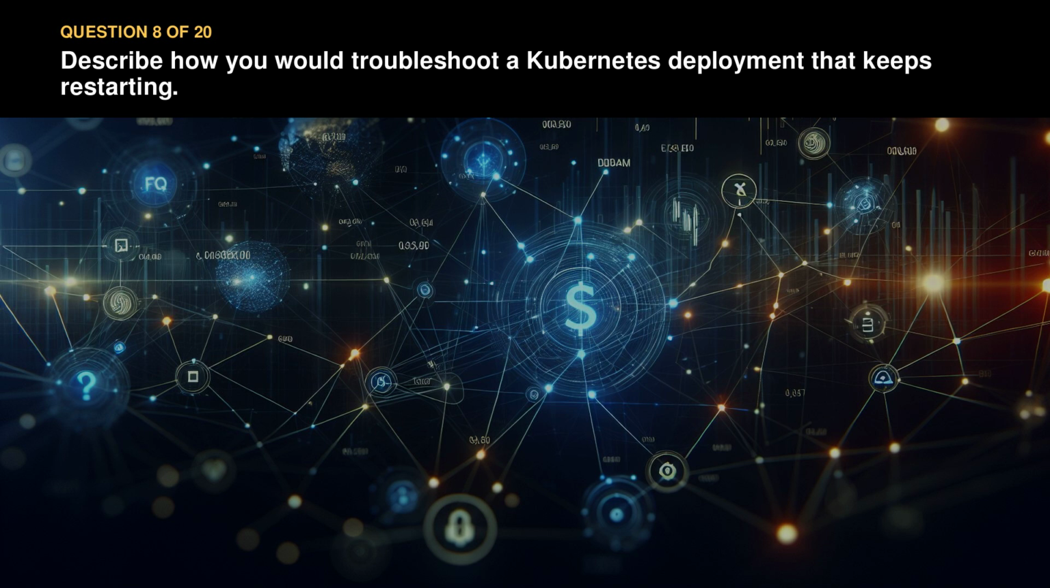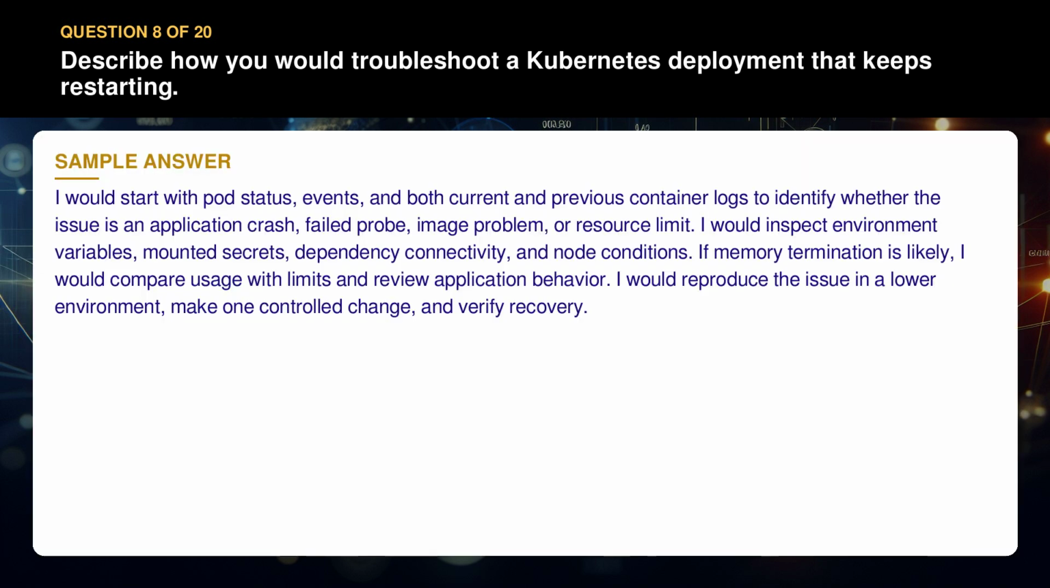Question 8. Describe how you would troubleshoot a Kubernetes deployment that keeps restarting. I would start with pod status, events, and both current and previous container logs to identify whether the issue is an application crash, failed probe, image problem, or resource limit. I would inspect environment variables, mounted secrets, dependency connectivity, and node conditions. If memory termination is likely, I would compare usage with limits and review application behavior. I would reproduce the issue in a lower environment, make one controlled change, and verify recovery.